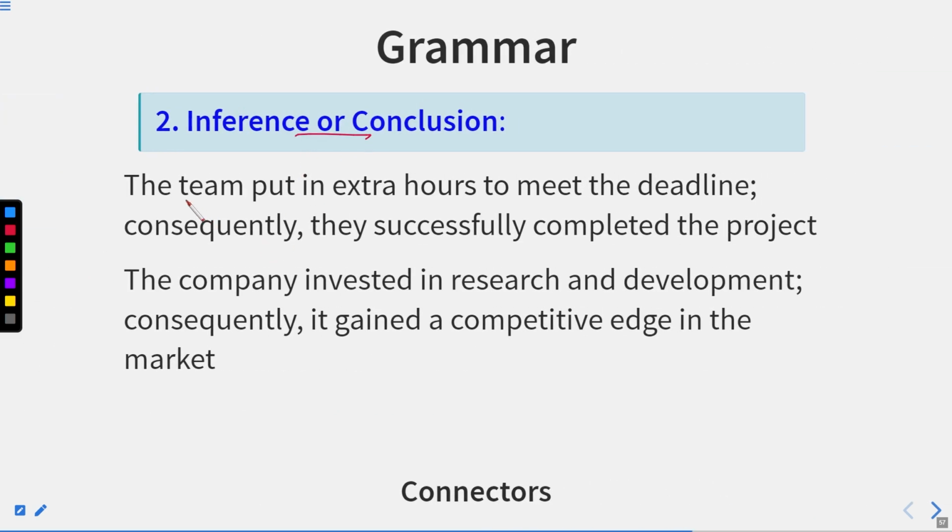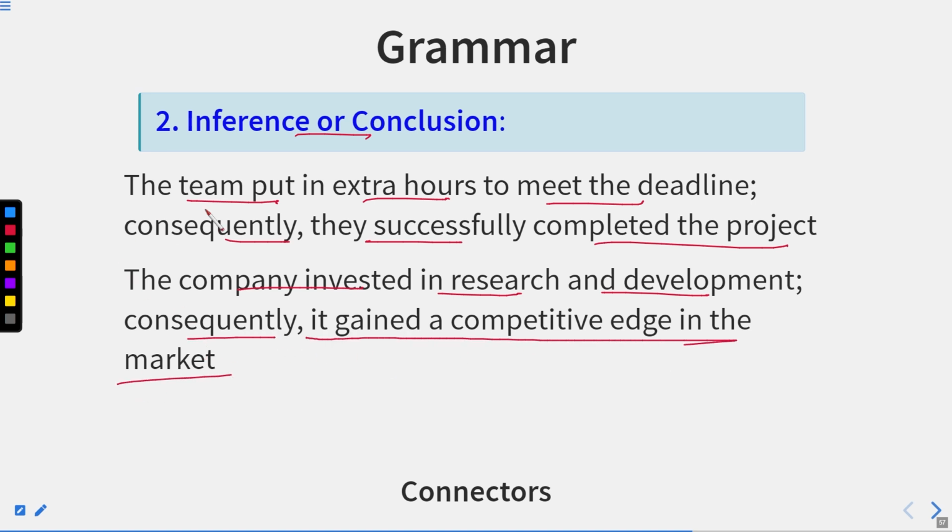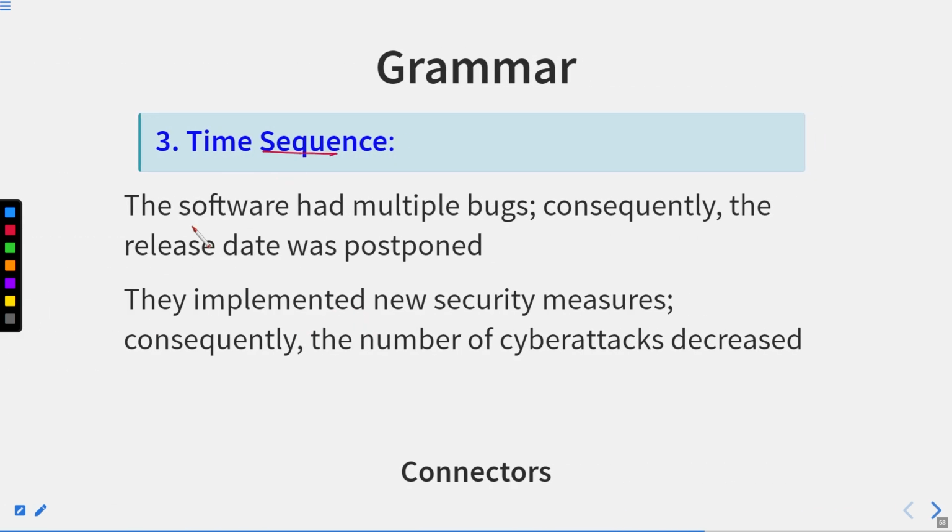Inference or conclusion: the team put in extra hours to meet the deadline. Consequently, they successfully completed the project. The company invested in the research and development. Consequently, it gained a competitive edge in the market. So these are a few examples of consequently.